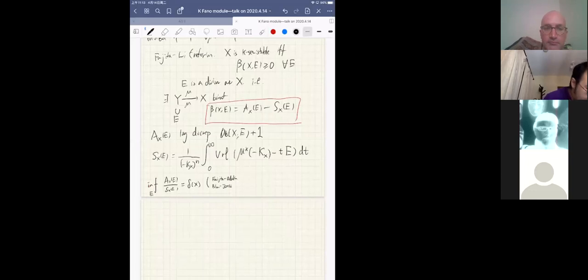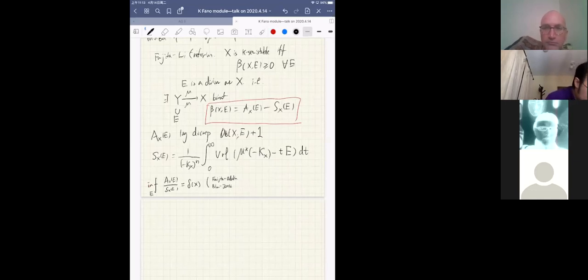So then basically we know that the Fujita-Li criterion is equivalent to saying that delta X is larger or equal to one, which is the same as X is K-semistable. Right, so this is because instead of A minus S, we just look at A divided by S, and we know A is always at least as big as S.